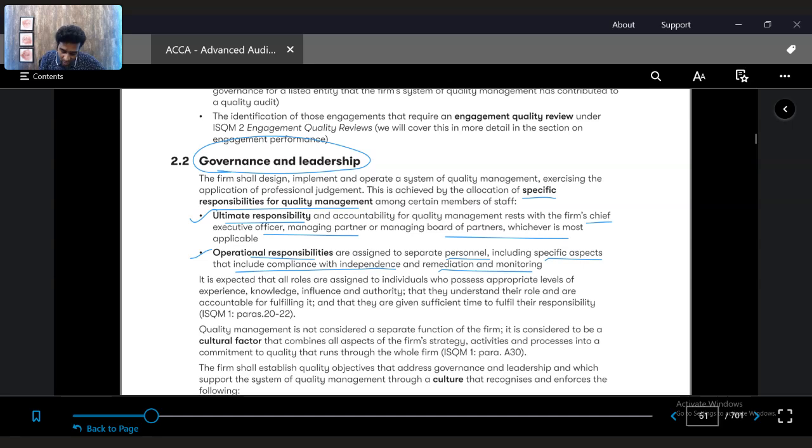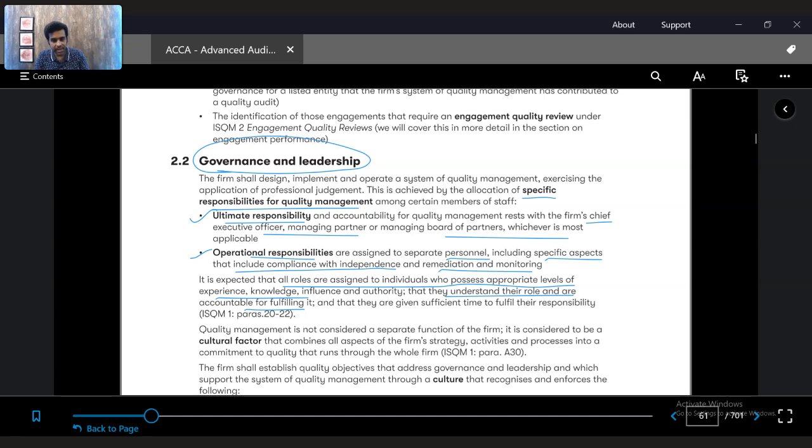It is expected that all roles are assigned to individuals who possess appropriate levels of experience and knowledge, and that they understand their role and are accountable for fulfilling the quality. So as governance and leadership, it is very important that everybody has a leadership quality within themselves. They take responsibility for the work that they are doing and do the work with utmost quality. So it's not just the tone at the top. The tone at the top should start from there. They should enforce commitment to quality and ethics at a firm-wide level.